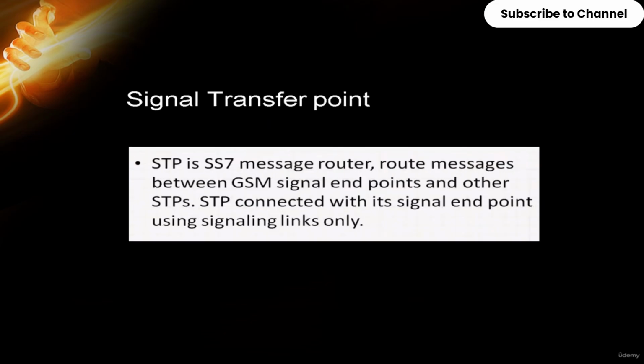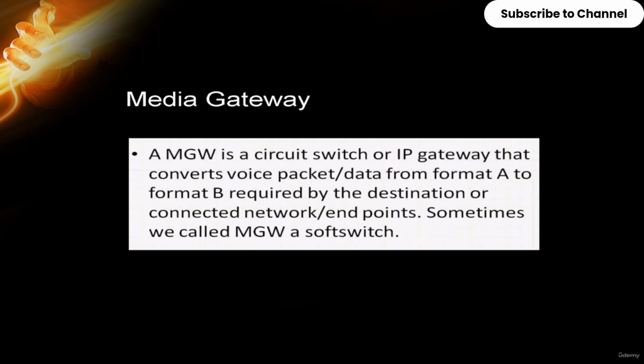So next is the signal transfer point. The signal transfer point is used to route the messages with the help of GSM signals. It is a signal endpoint and it is used to route the messages between the various visitors. Then the media gateway, it is a circuit switching network which is the IP gateway. It consists of various formats, and it is used to send and receive messages with endpoints. It is also known as a soft switch in media communication.